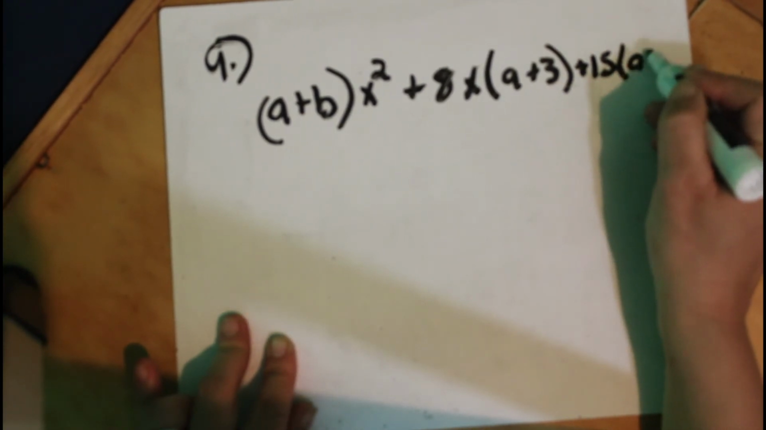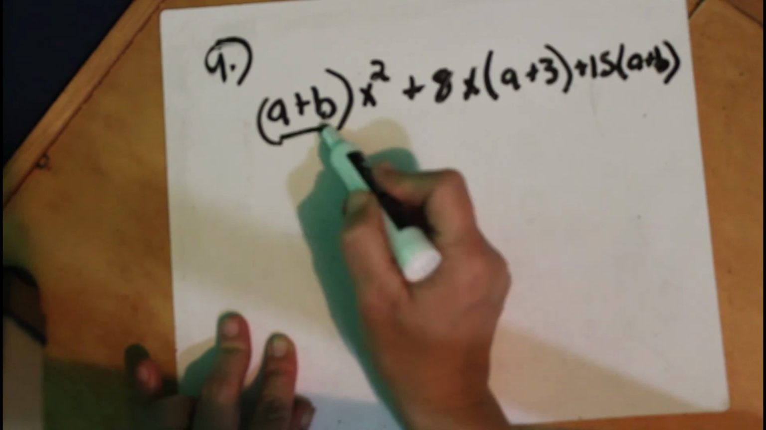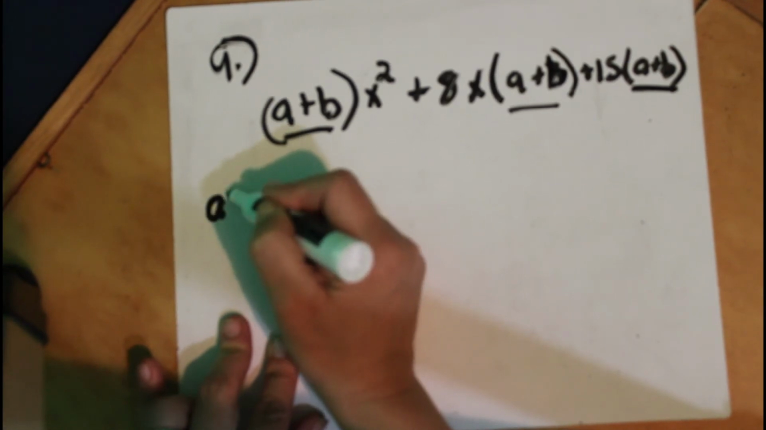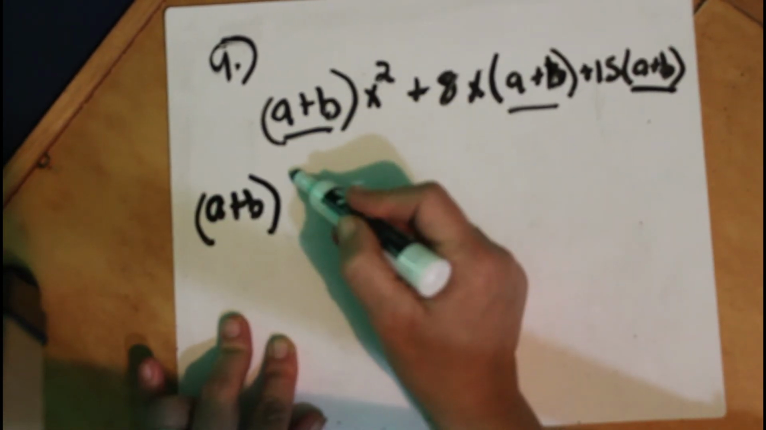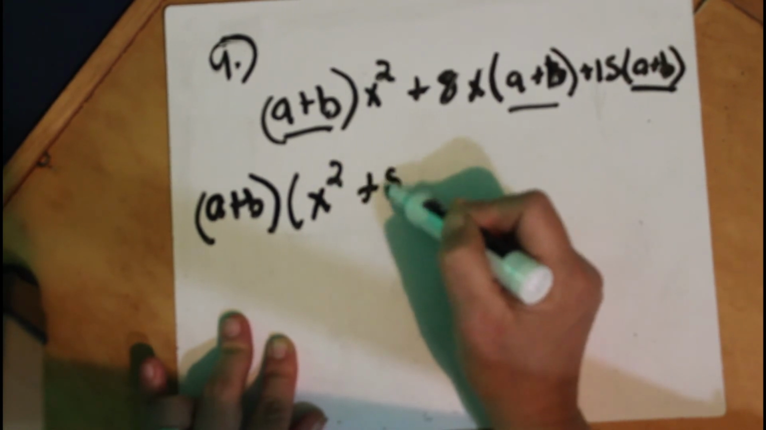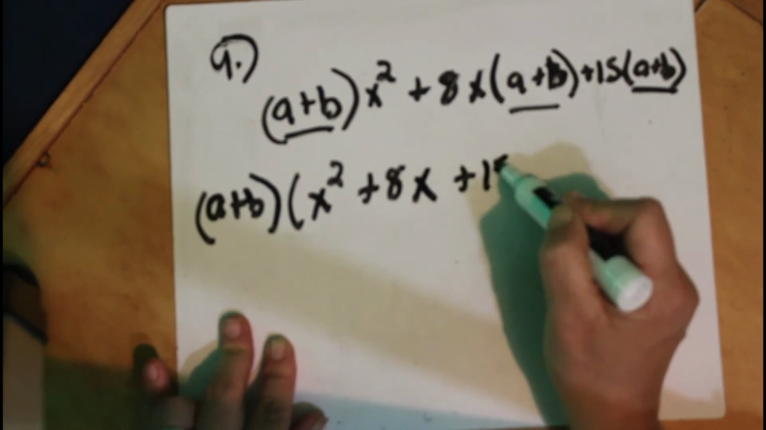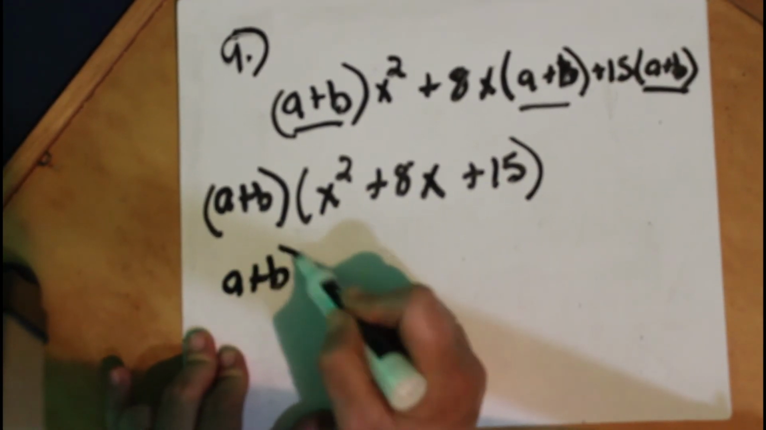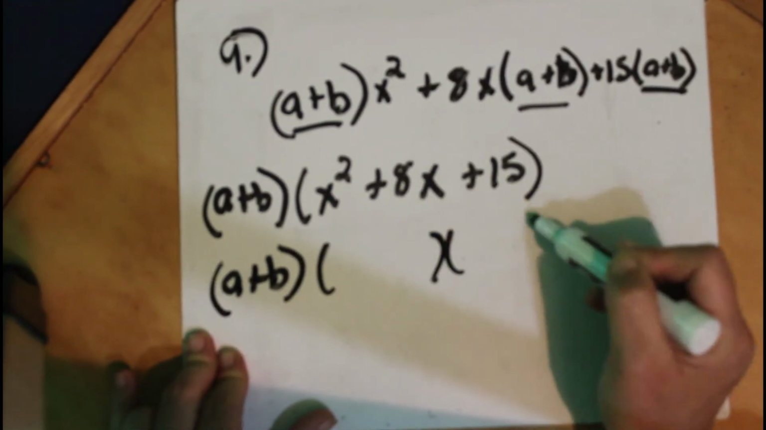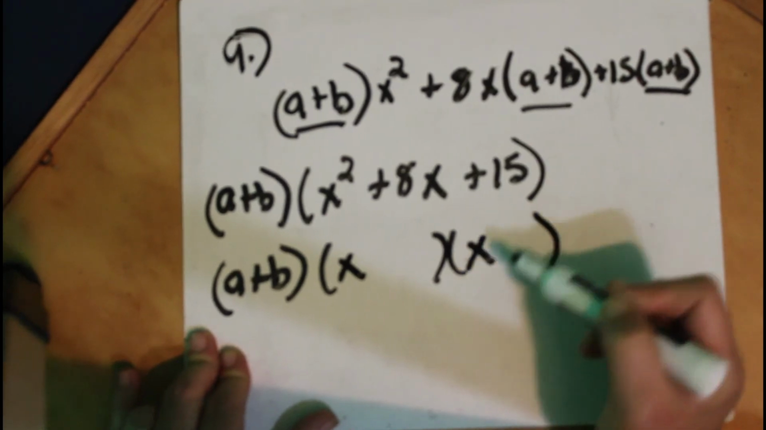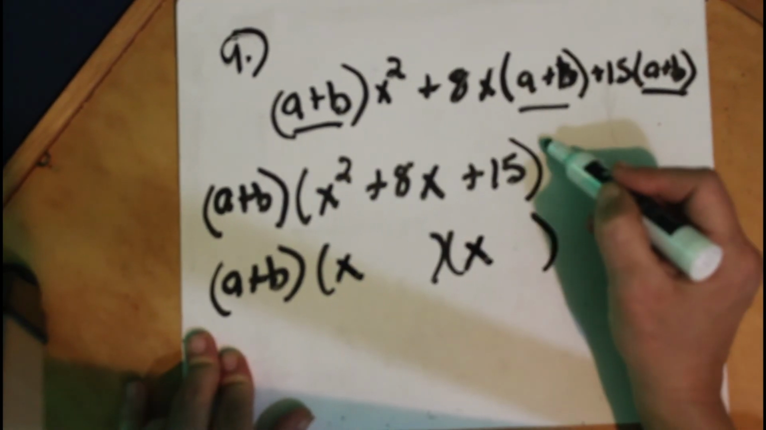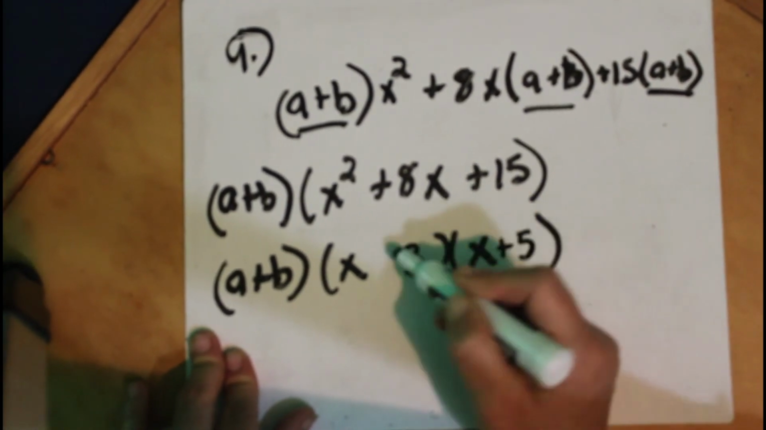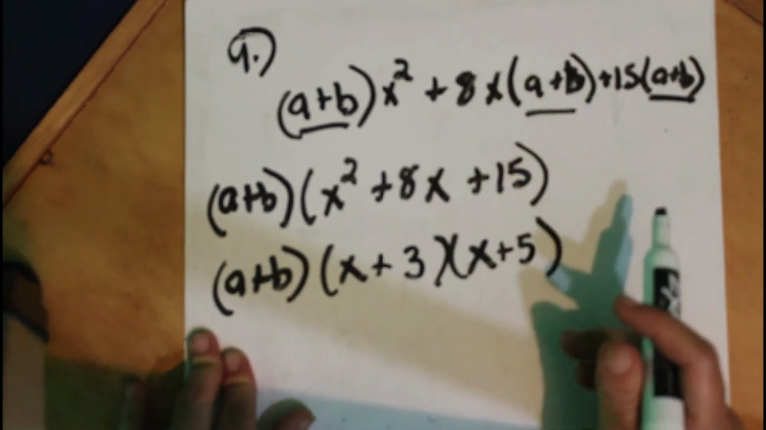plus 15 times a plus b. First thing we got to do is notice that we have common factors of a plus b on all of these, so we're going to pull that out, a plus b. And then we're going to be left with x squared plus 8x plus 15. Then we just have to factor that trinomial, a plus b. And then we'll draw two parentheses. And our first term in both of these is going to be x, because x times x is x squared. And then we need numbers that multiply to get 15 and add to get 8. And that will be 3 times 5. 3 times 5 is 15. 3 plus 5 is 8.